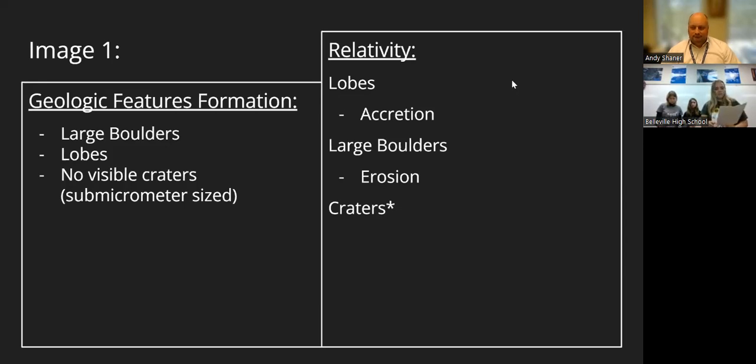And then for the boulders, we have said that the erosion wears down the older boulders and hasn't affected the younger boulders as much yet. Usually, the more rounded it is, the older it is, but there's no way to determine the relativity of craters because they're so micro-sized. And yeah, that's it for image 1.